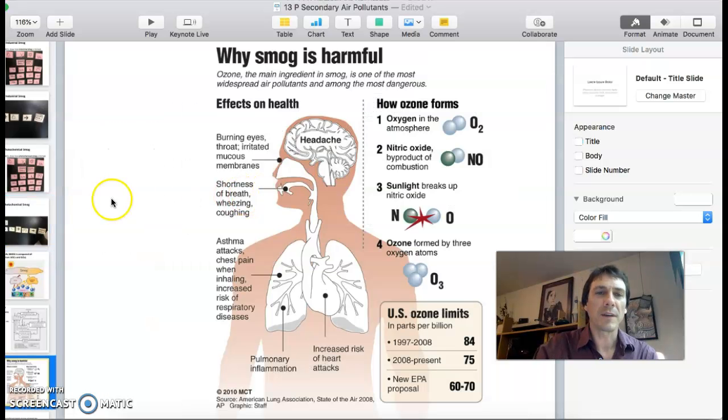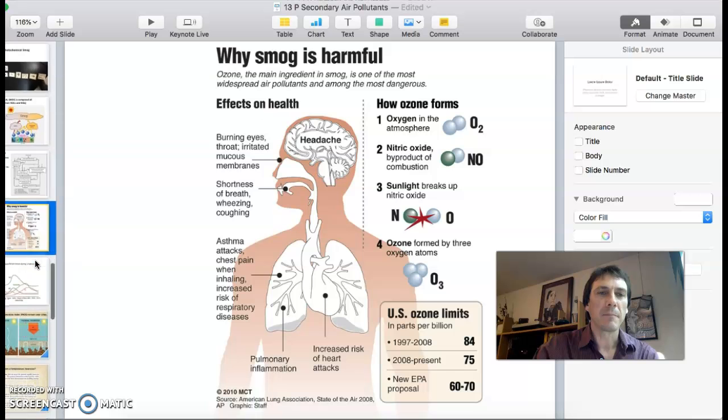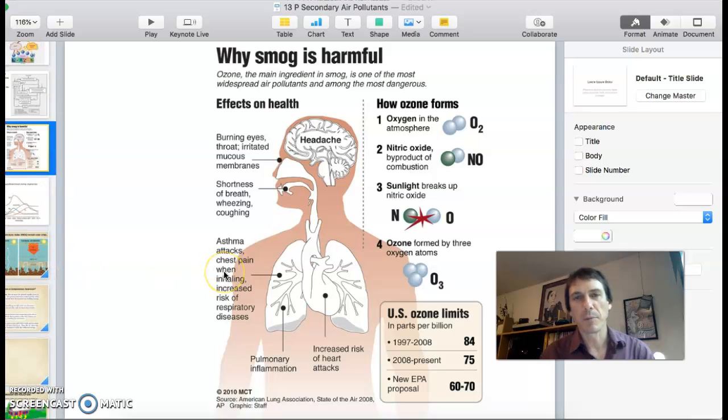Okay, and of course, why smog is harmful. Again, like most air pollution, it's going to affect our respiratory tract. Okay, increased risk of heart attacks also. Your lungs can be inflamed. You can get asthma attacks, chest pain when inhaling, increased risk of respiratory diseases, shortness of breath.